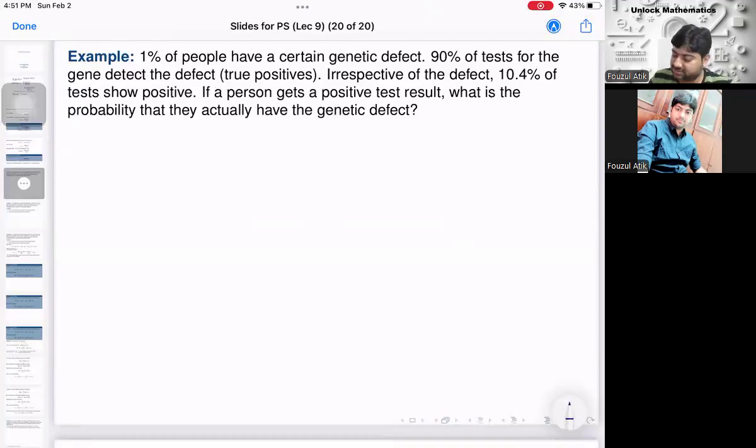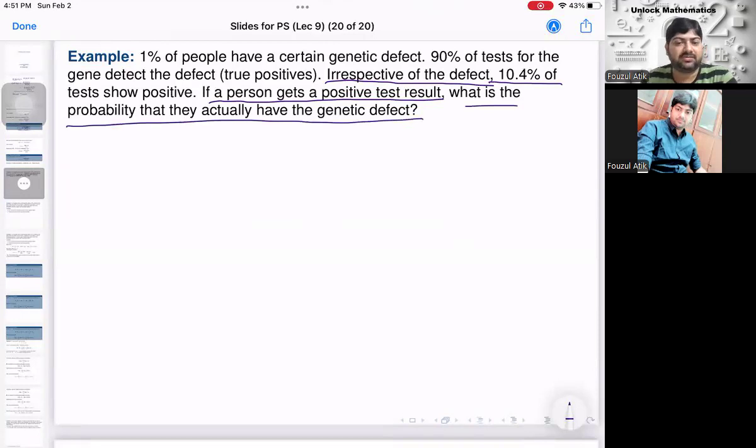Because of this line: irrespective of the defect, 10.4% always show positive. That means although the test shows it is a positive one, there is still a chance that it may not be the actual problem, because irrespective of the defect, 10.4% of tests always show positive, right? So you have to get the probability that they actually have the genetic defect, correct?